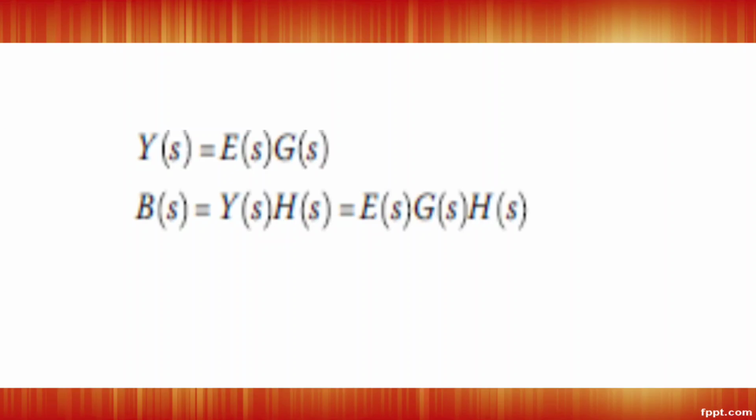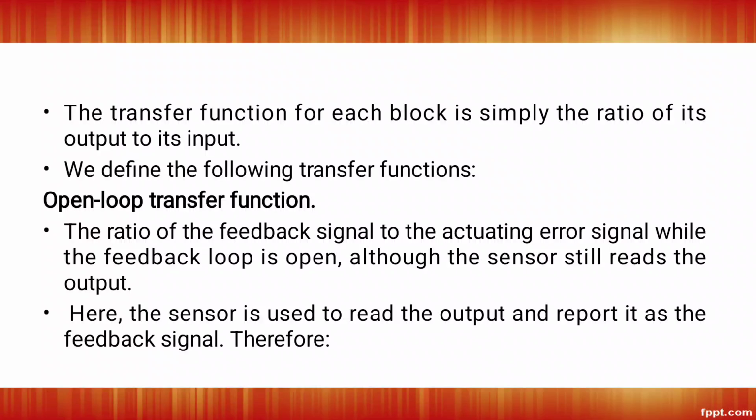So here we have the equation Y of S equal to E of S into G of S. So B of S equals E of S into G of S into H of S. So the equation of the feedback signal is equal to E of S, that is our error signal, into G of S into H of S.